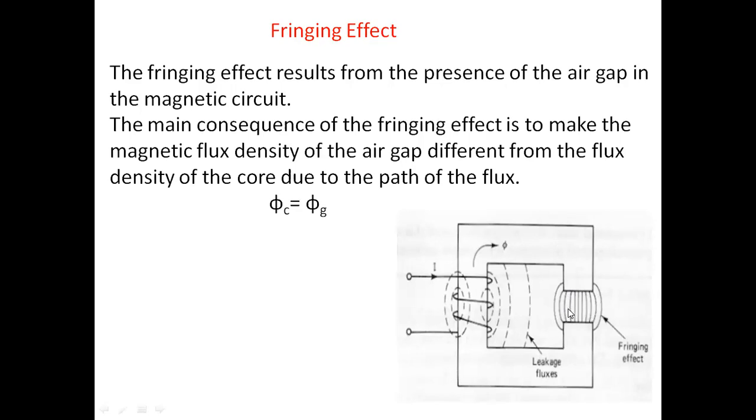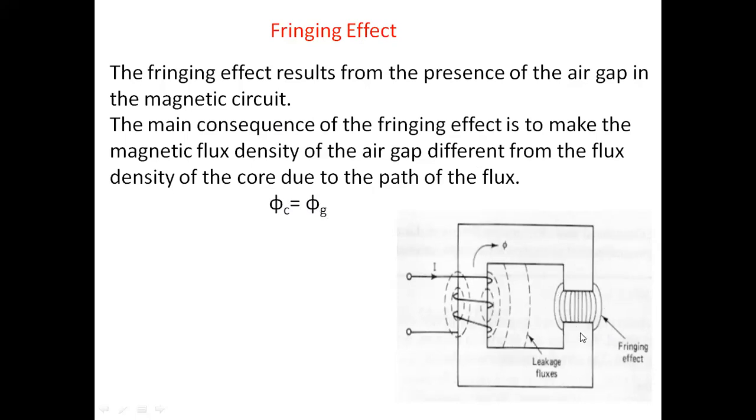So when there is a gap present in a core, the fringing effect will occur. It makes the magnetic flux density of the air gap different from the flux density of the core. The flux density is different from the core density, but the flux is the same.